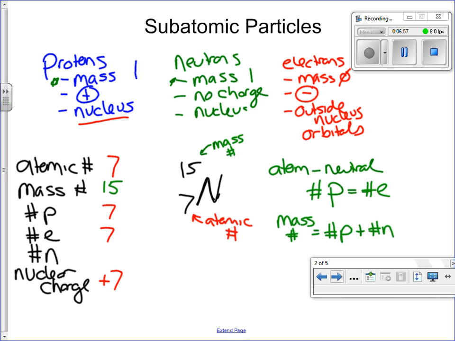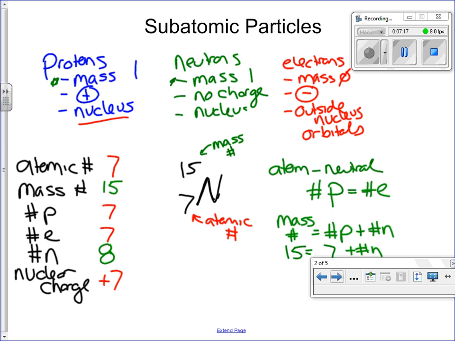And the number of neutrons I can just plug into this equation and solve. I have 15. How many protons does it have? It has 7 plus my number of neutrons. Solve for number of neutrons, you should get 8. All right? That's what you need to know about subatomic particles.